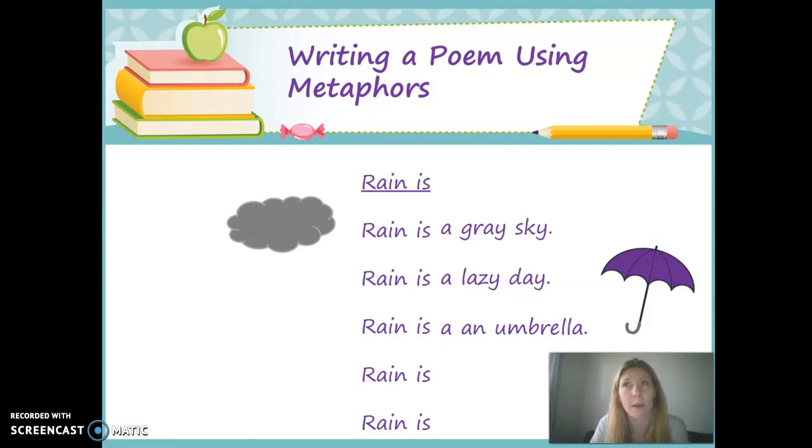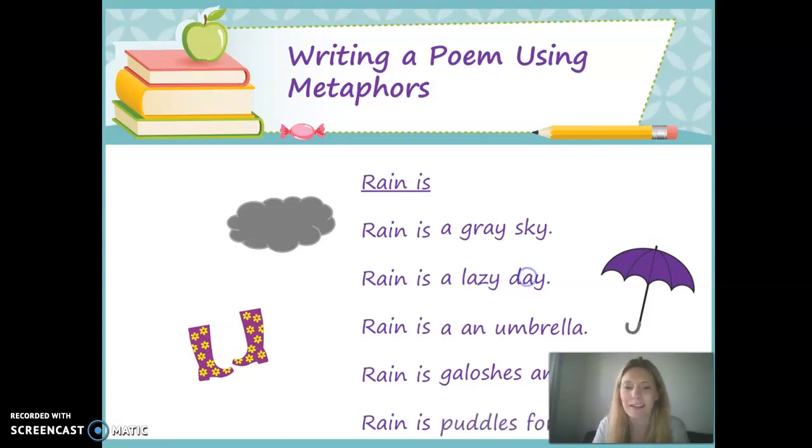What else do I know about rain? Rain is galoshes and raincoats. Sometimes you need special clothing to go out in the rain. Rain is, I know, my favorite, puddles for splashing in. Take a look. I did not say rain is water. Rain is cold. I compared rain to other things by using is in my sentences.